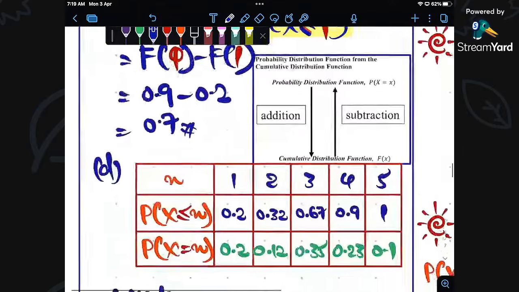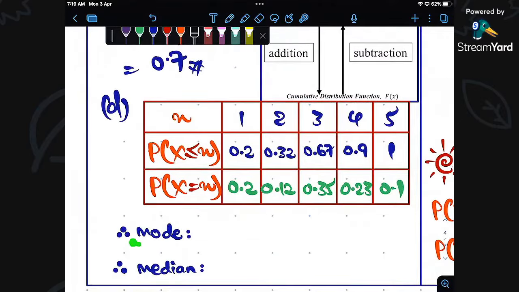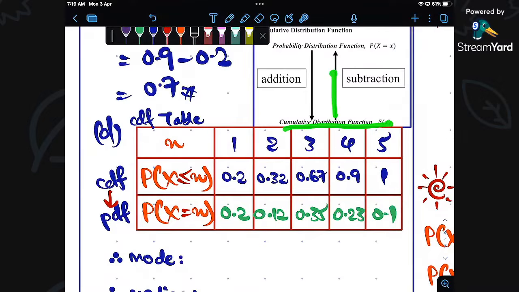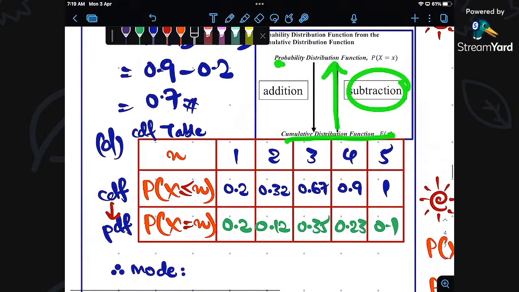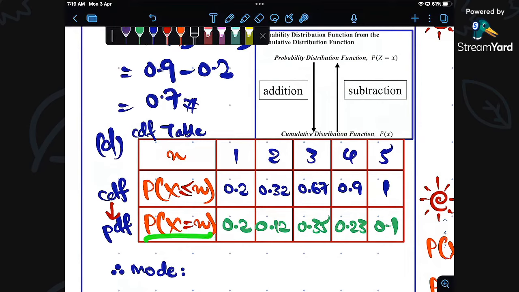Done. The last question they are asking from us is the mode and the median. So in order to get the mode, we need the PDF. In order to get the median, we need the CDF. The thing is, we are given the CDF. We are not given the PDF, isn't it? So we can find the PDF by using this CDF table. So you don't have to be afraid of it. In order to get the PDF from this CDF, you just subtract. You just minus them. You will get the PDF. You know about this already. It is just that the way we write them is a bit different.